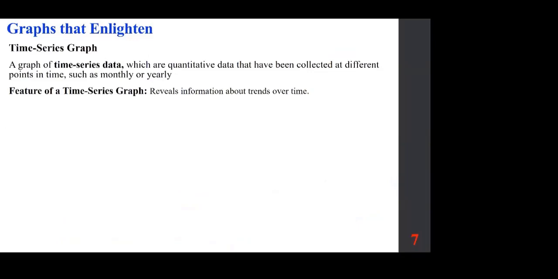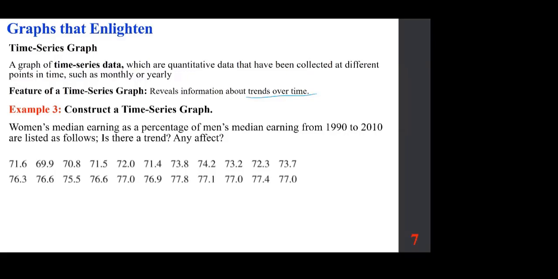Now, the next one is a time series graph, a graph of time series data, which are quantitative data that have been collected at different points in time, such as monthly or yearly. Normally, they reveal some sort of a trend over time. So with that being the case, here's an example. We are given women's median earning as a percentage of men's median earning from 1990 to 2010, and we want to see what's happening. Do we see a trend or not? From 1990 to 2010, you plot the points, and then you can connect them with line segments. The idea is that you want to see what the trend is.